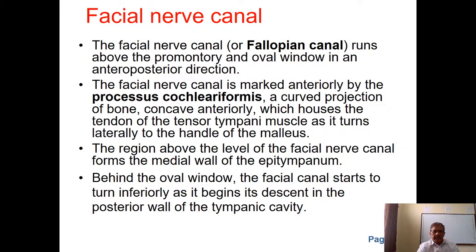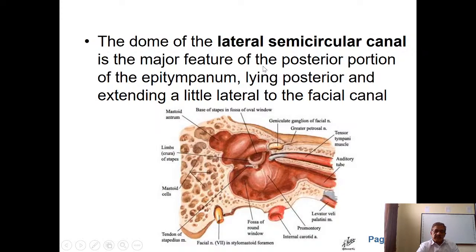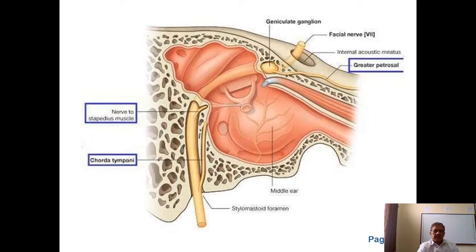As I told you, the oval window. After it crosses the oval window, there's another anatomical landmark. There are certain landmarks which form a guide to the facial nerve location. The first one is the processus cochleariformis. That's the area. And then you have the oval window. The facial nerve travels like that.